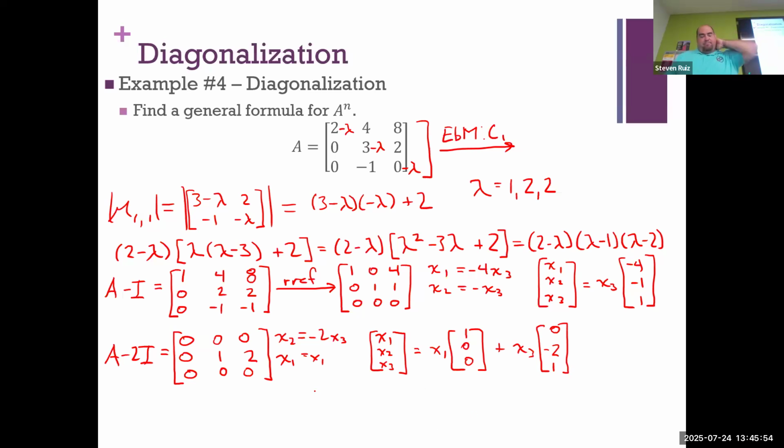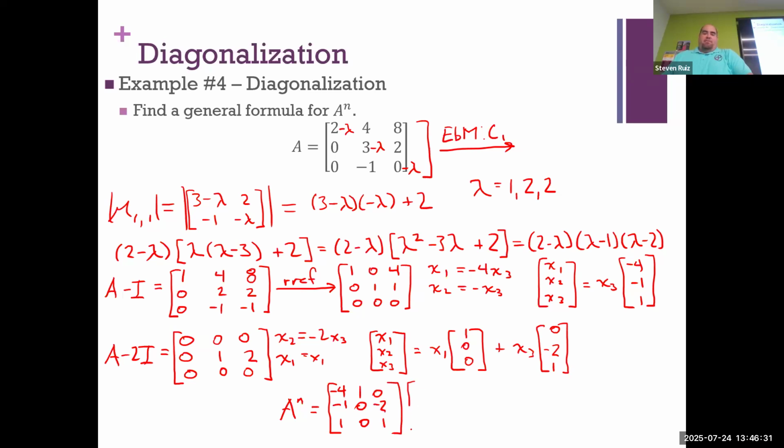So now we should be able to do the thing we were asked for. What is A to the n? Well, it should be equal to P times D to the n times P inverse. So what's P? It should be made of things that I've already written down, right? What order should I write them down in? -4, -1, 1, 1, 0, 0, 0, -2, 1.